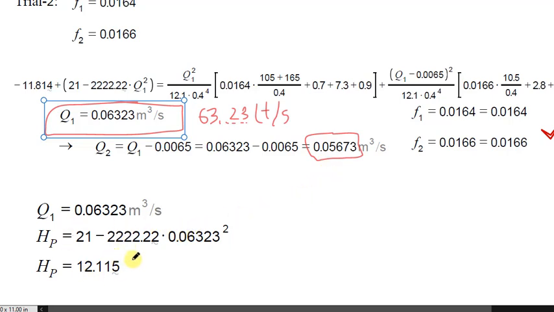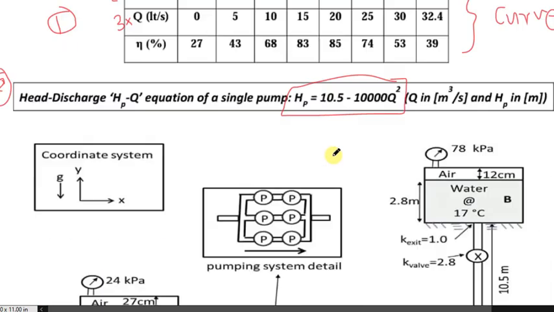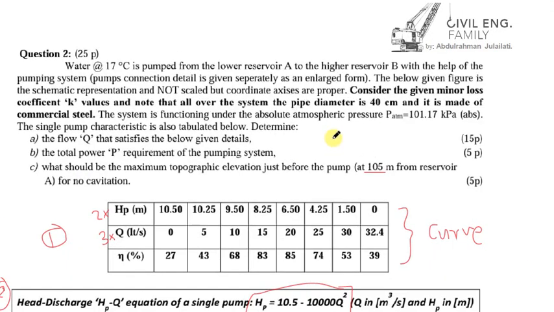Okay? And later on, if you are interested in finding the head of the pump after you have finished, what we can do is just substitute the Q1 into the pump equation, and we can get it. This is in meters, by the way. Then we can find the power. So that's it. This example is so good, so important.